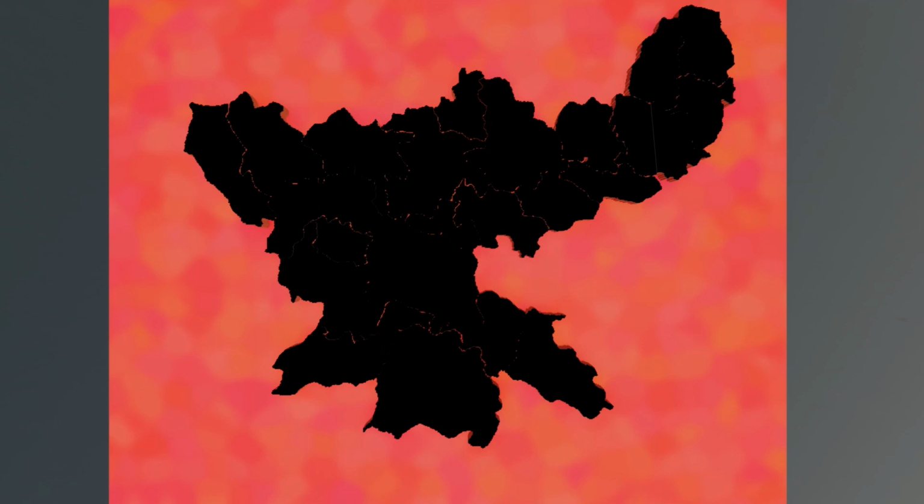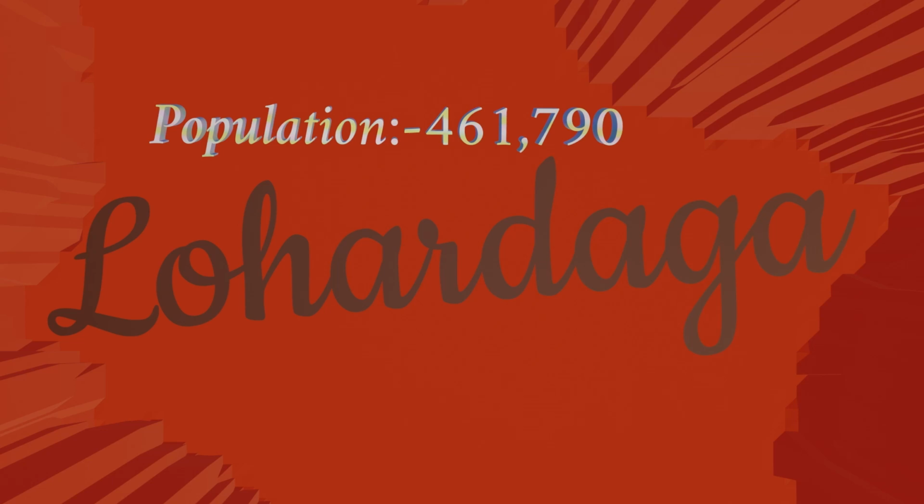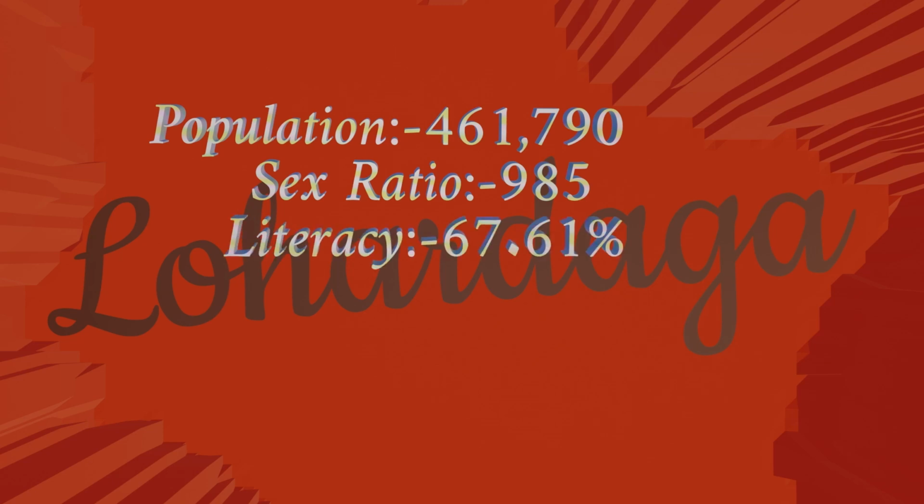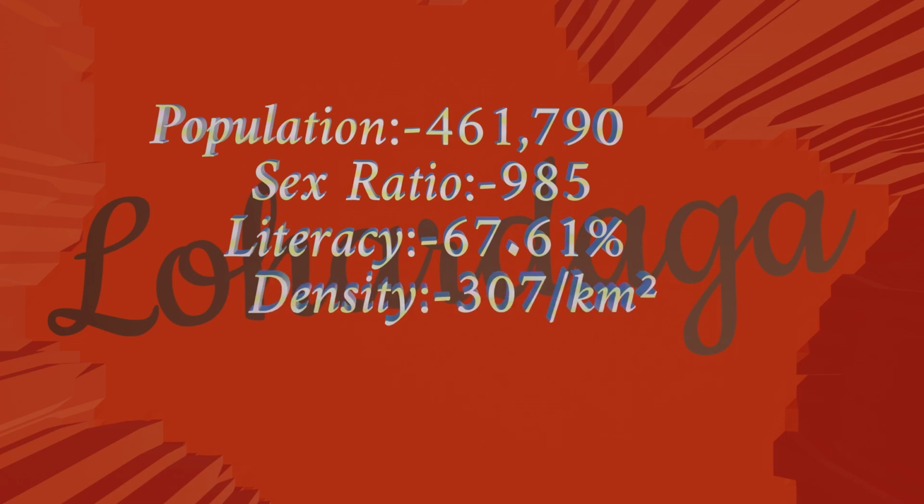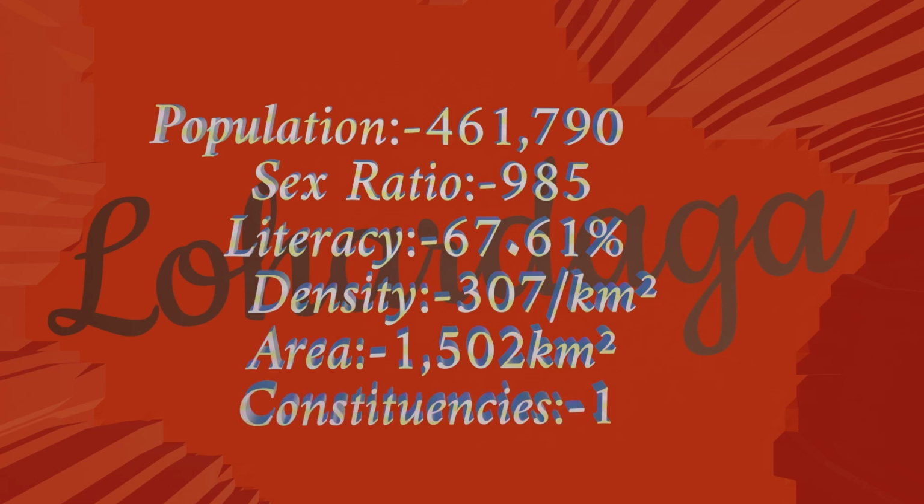Now let us move to Lohardaga. Population of Lohardaga is 461,790. Sex ratio is 985. Literacy rate is 67.61%. Density is 307 per kilometer square. Area is 1502 kilometer square. There is only one constituency.